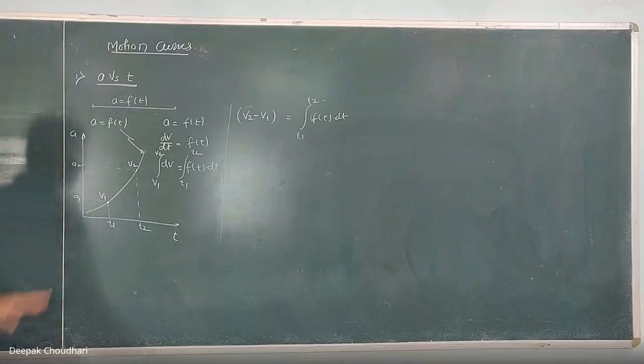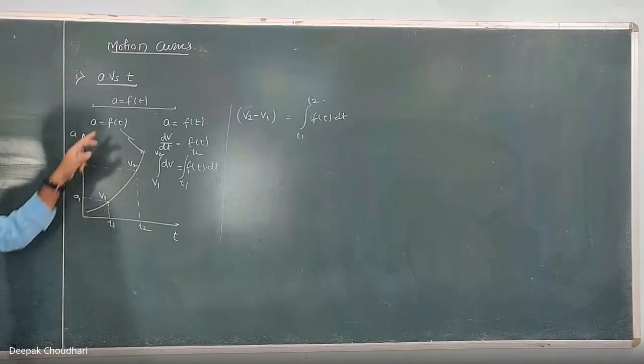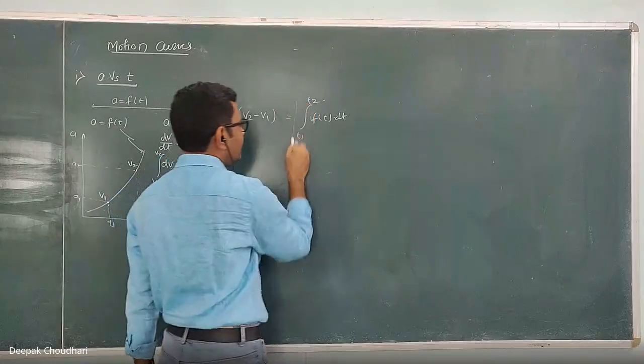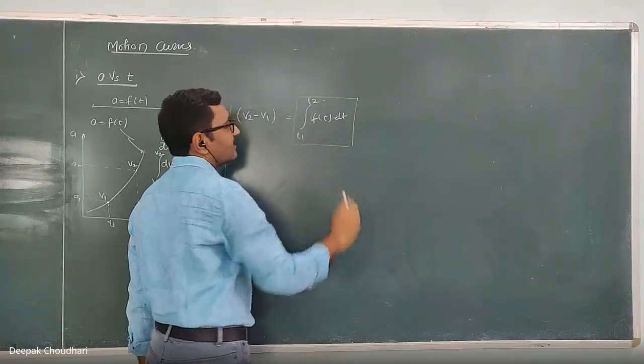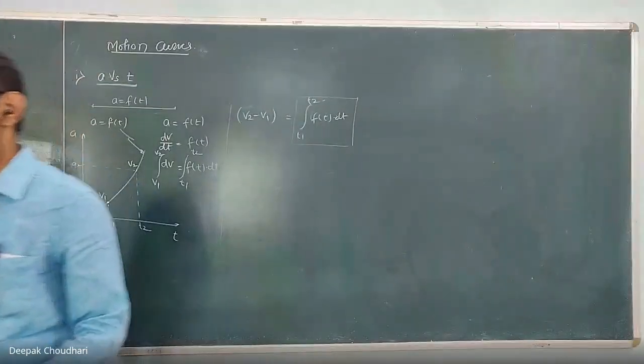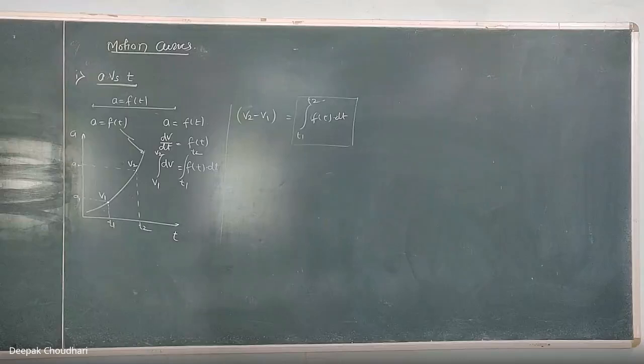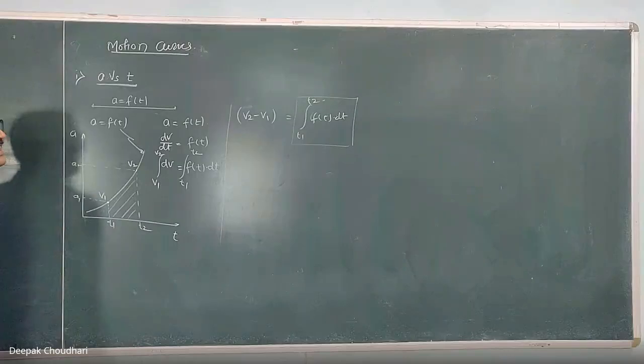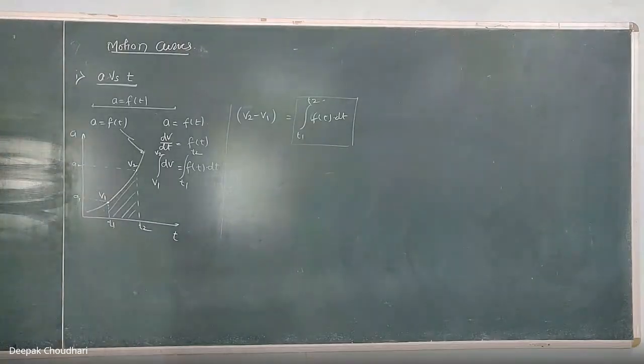Now you know that when we integrate the equation of any curve from limit t1 to t2, what does this integration represent? If we integrate the equation of a curve from some lower limit to a higher limit, what does it give? Area. It represents the area under that curve.